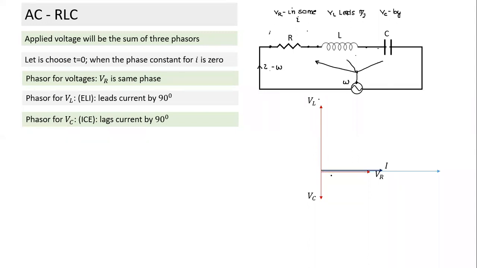So can we take the vector sum of the three? There are three vectors here: VR, VL, and VC. These are three vectors representing phasors of voltages. The sum of the three phasors will be the phasor for applied voltage V. So how do we take the sum of these three vectors? First, we can take the sum of VL and VC. They are easy because they are in opposite directions. So we take the sum of these two. What is the sum? They are in opposite directions.